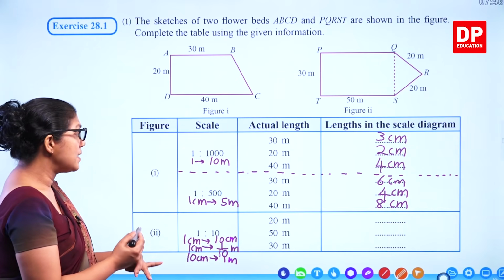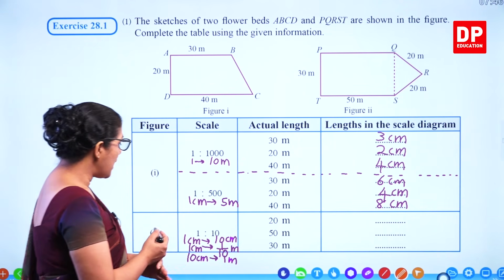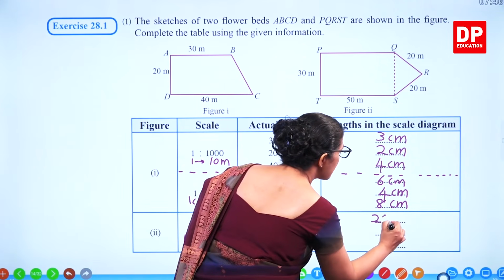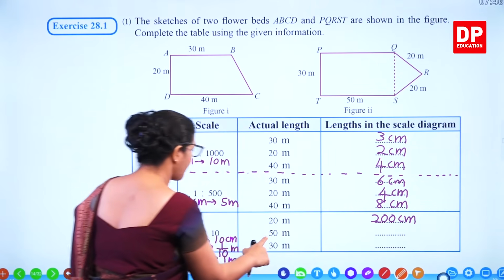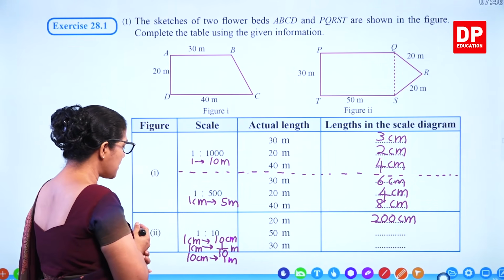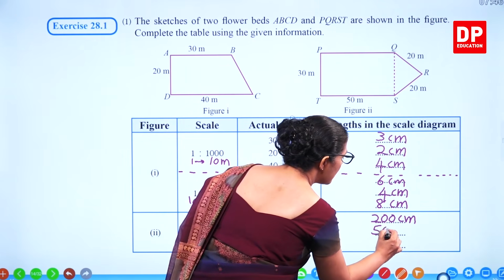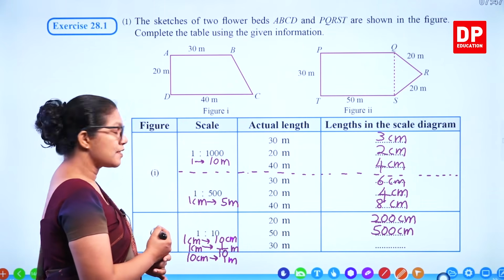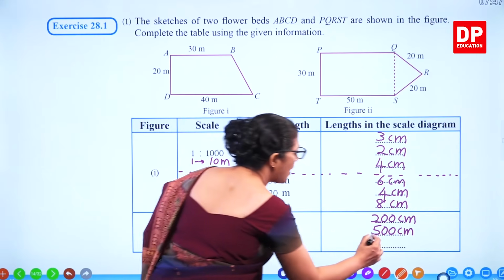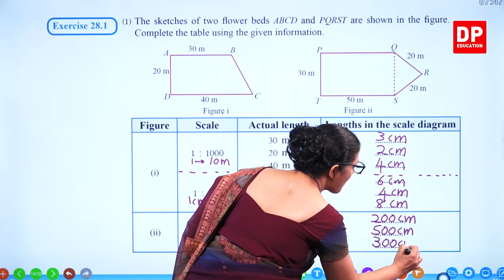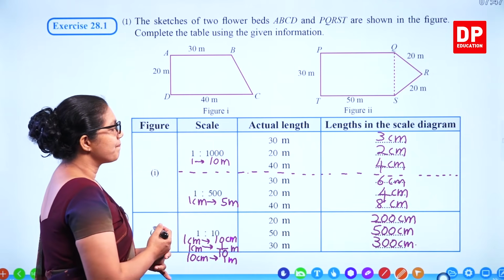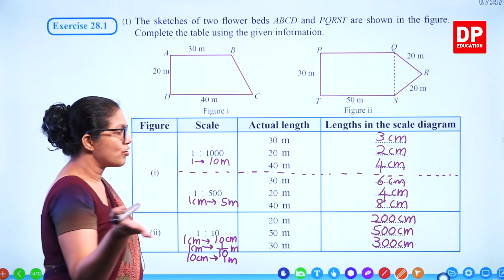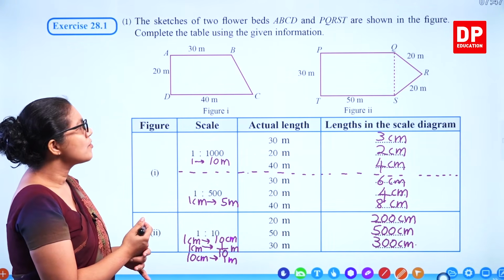Now, if it's 20 meters, you have to multiply by 10. 20 times 10 is 200 centimeters. 50 means 50 times 10, 500 centimeters. And this one, 30 meters means 30 times 10, 300 centimeters. That means the scale is not okay. We can't draw 200 centimeters on a piece of paper.